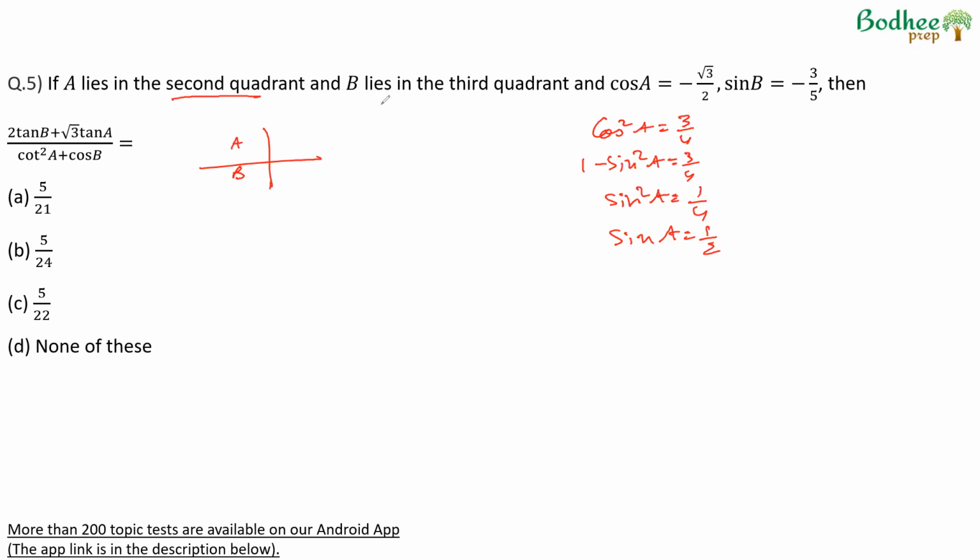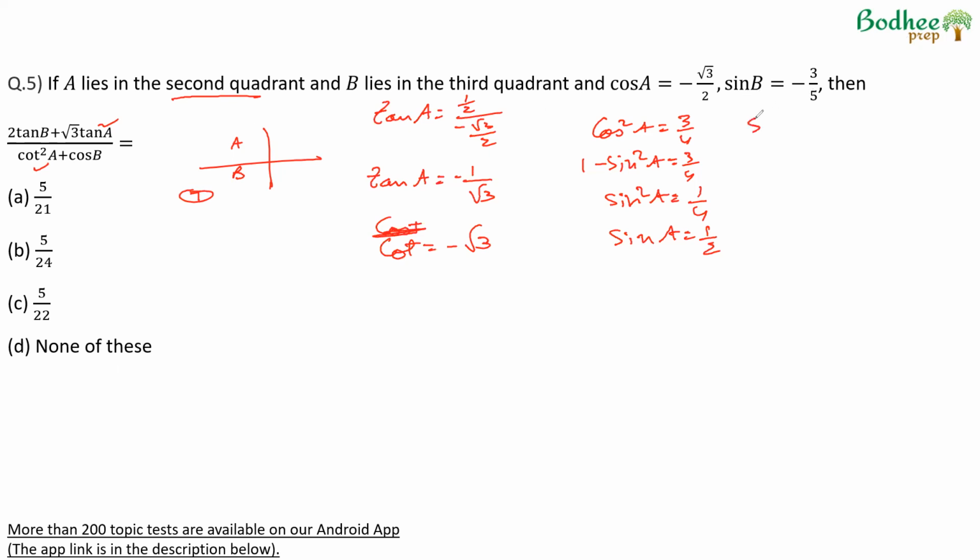And therefore we can say tan A will be sine A, 1 by 2, upon minus root 3 by 2. Therefore, tan A will be minus 1 by root 3. Cot A will be the inverse of this, minus root 3. These are the two values that we have. Then we are looking at sine B. Third quadrant. Here tan is positive, cos will be negative.